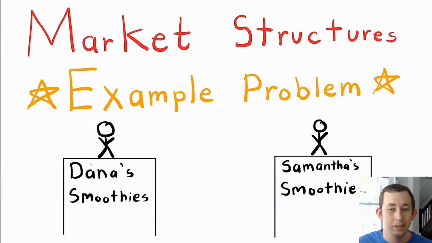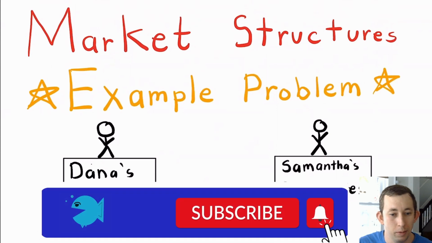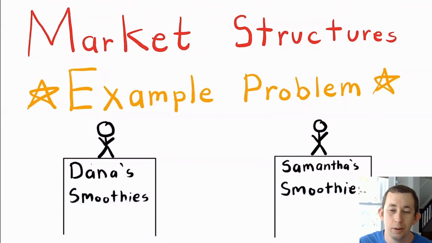What I would like to do is end our discussion about market structures by doing a quick example problem. In this example problem, we're going to have two businesses, Dana Smoothies and Samantha Smoothies. We're going to talk about how these two companies interact in the different market structures that we've talked about. Timestamps are below if you would like to jump around, but let's go ahead and get right into it.